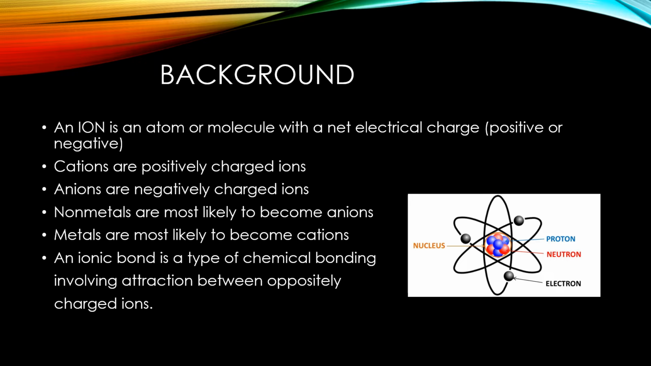So just a quick overview of the periodic table. Nonmetals are more likely to be anions, whereas metals are more likely to become cations. And then ionic bonding is a type of chemical bonding that involves attraction between those oppositely charged ions. Essentially, the positively charged ion is attracted to the negatively charged ion because of that difference between them.